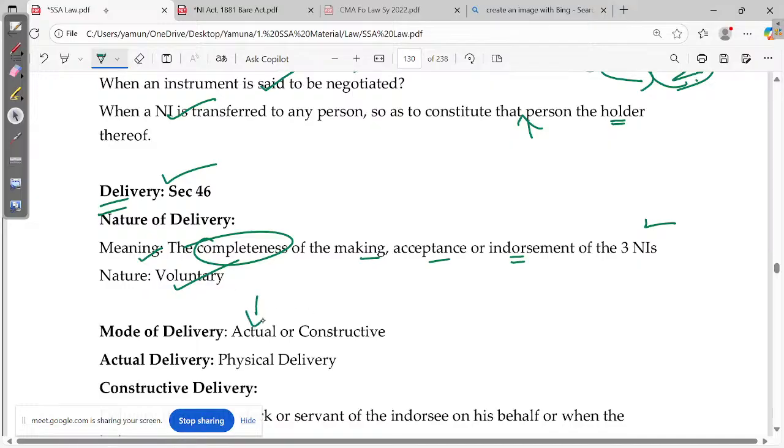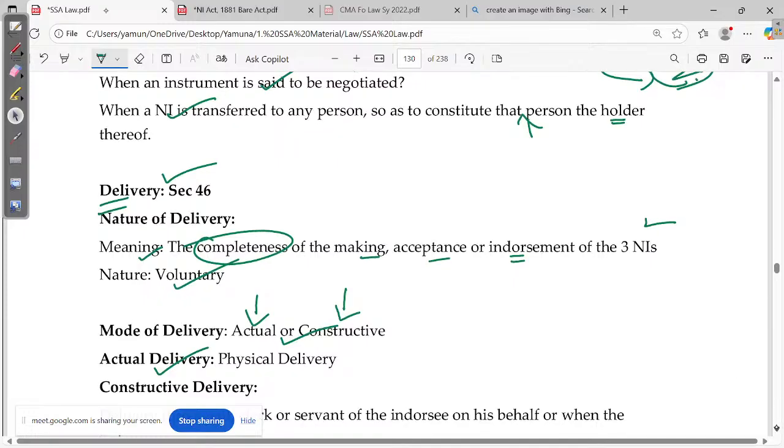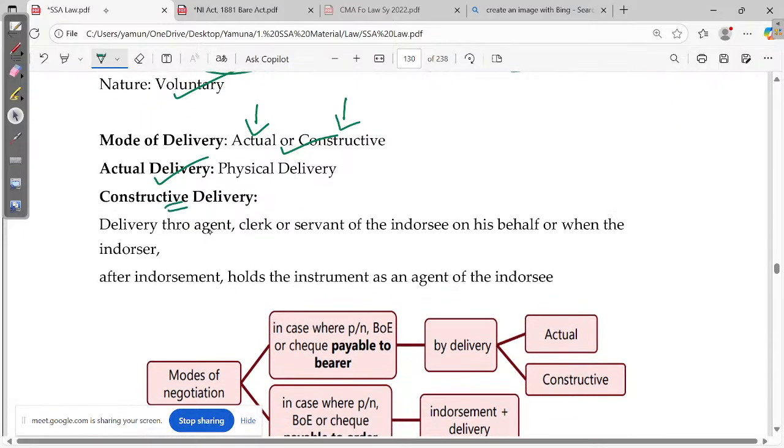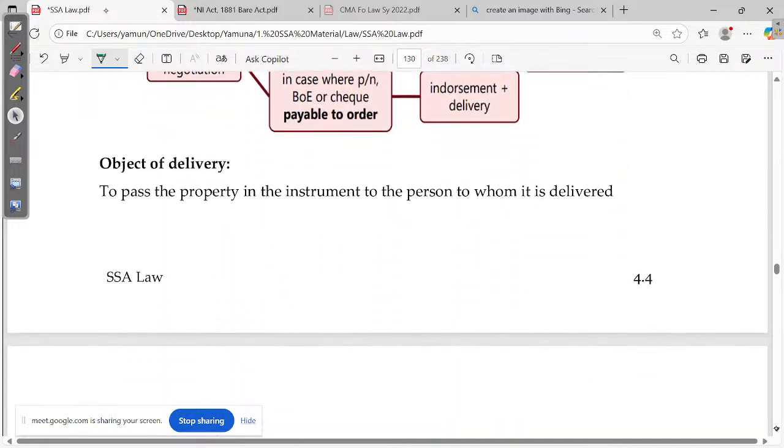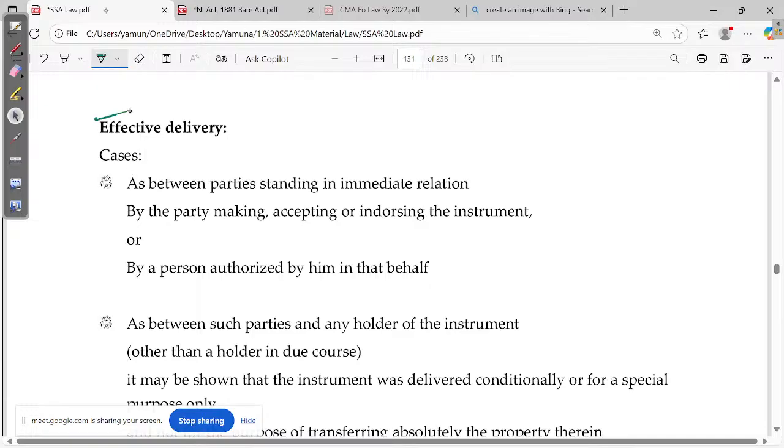The mode of delivery can be actual or constructive. Actual delivery means physical delivery. See, we all know all this content. And constructive delivery means not directly to the respective person, but through the agent, clerk, or somebody else. After endorsement, who is holding the instrument as an agent of the endorsee. Is it okay? The object of delivery is to pass the property. That's the object of delivery. It is transferable and negotiable, so delivery should have happened and the property should have passed. So that's about delivery.